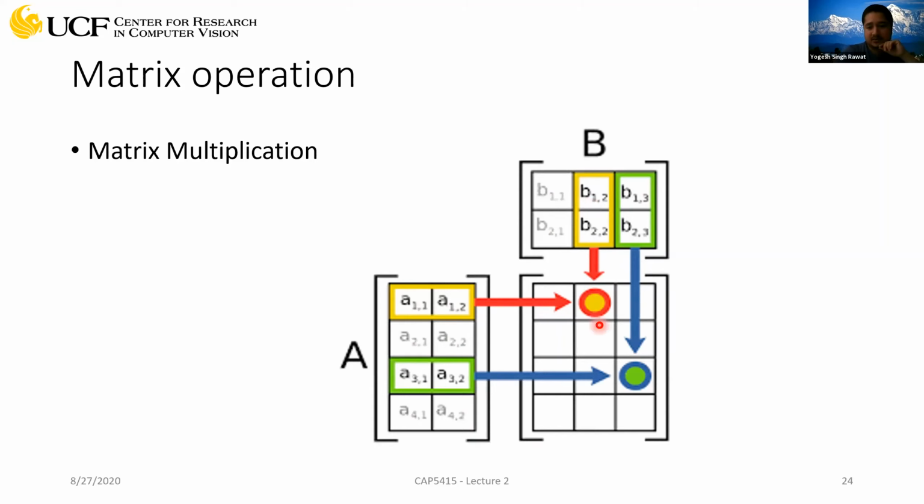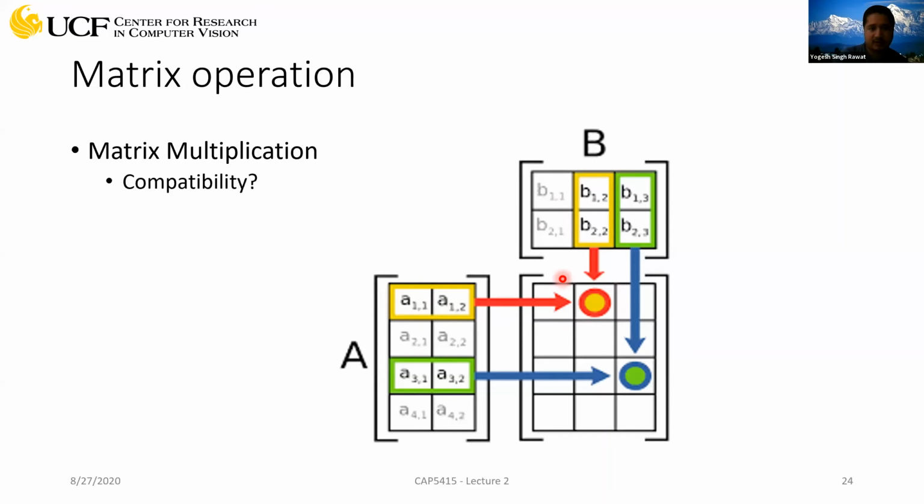So for example, this location, if you try to figure out the indices, is first row, second column, so it's 1 cross 2. We'll take the first row of the first matrix and the second column of the second matrix, then do element-wise multiplication, and then just sum those values up, and you can obtain the value for this particular location, and the same goes for the others. So the operation is not that difficult.